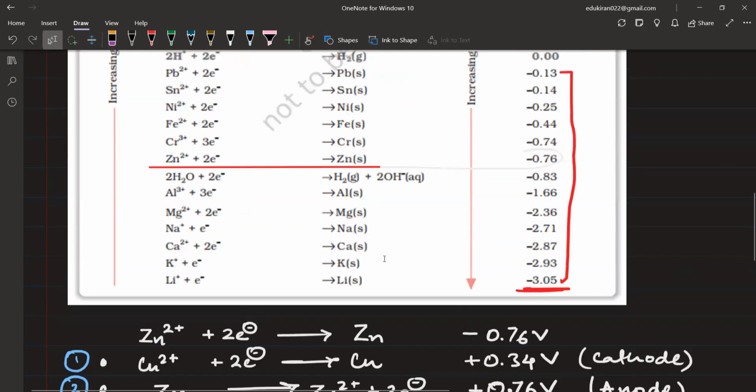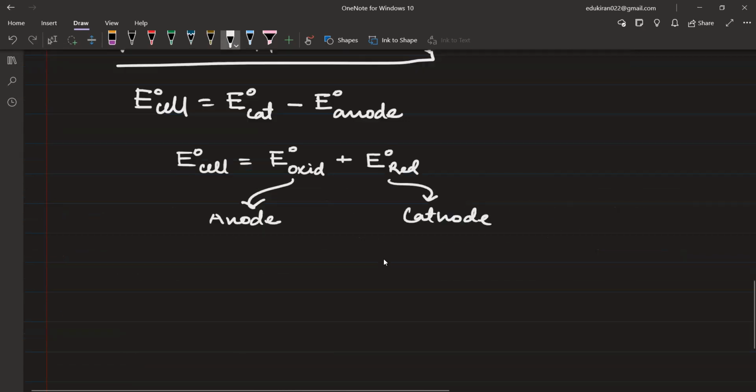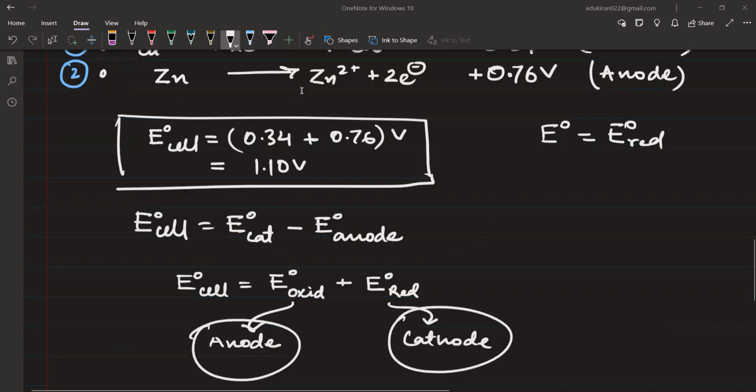But simply, you don't have to worry about all of these things. You just have to write E naught cell is equal to E naught of oxidation, whose oxidation, whatever is in anode, plus E naught of reduction, whose reduction, whatever is in cathode. Is that clear? Yes or no? Please tell me. Yes, sir. Okay, fine. Now you'll write.